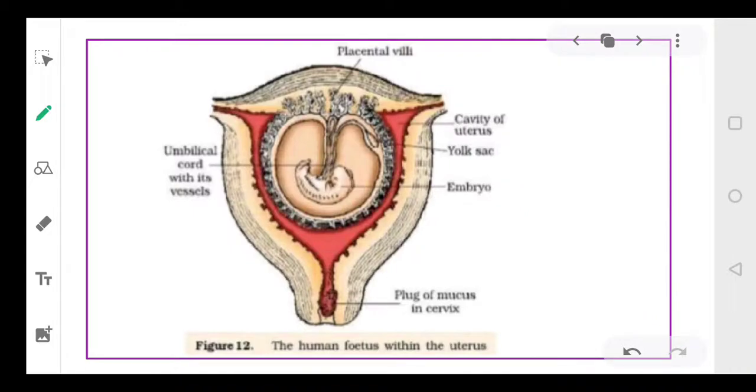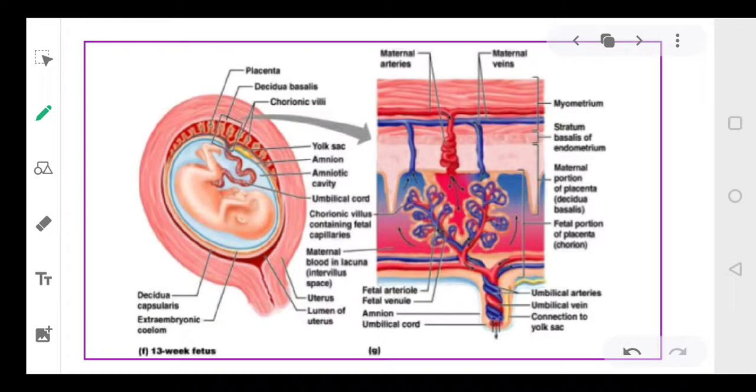This is how you can see. You can see the placental villi here, and the growth of the embryo has started. There is umbilical cord which is there, isn't it? There is a yolk sac. You can see the growth of the embryo has started. Clear? This is how it happens. You can see the interdigitations of the maternal and the paternal portion, and the formation of the placenta. So this is how the arrangement of the 13-week fetus is shown here. 13 weeks. Clear?